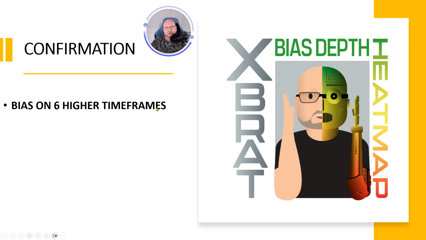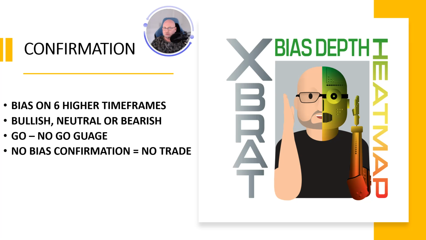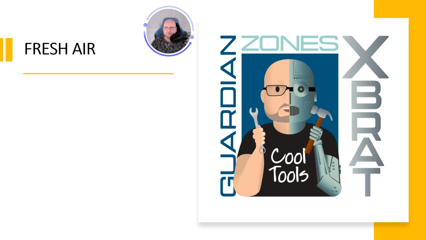So the confirmation really is we use our X-Brat bias depth heat map. So we have bias on 6 higher time frames, and we'll see that on the chart. So what we're looking for is, if we get a bullish signal, we're looking for a bullish bias on 6 different higher time frames. So we've got confidence, and that's that confirmation. We have the bullish, neutral, or even bearish. It's a go, no-go gauge. So when we've got the signal, we need that confirmation. No bias confirmation equals no trade.